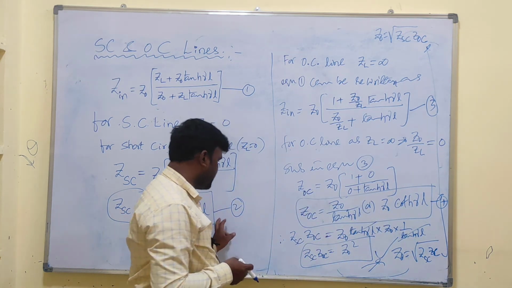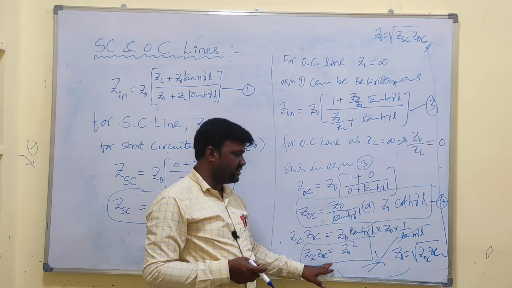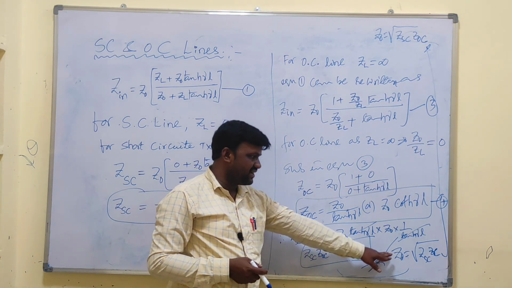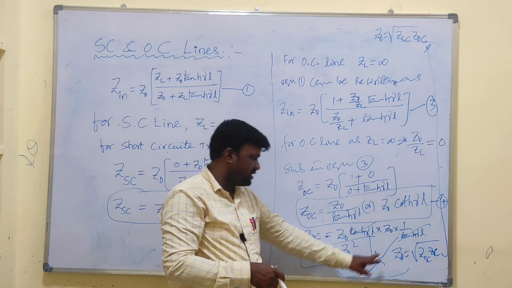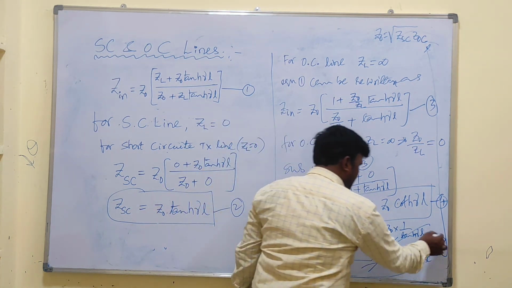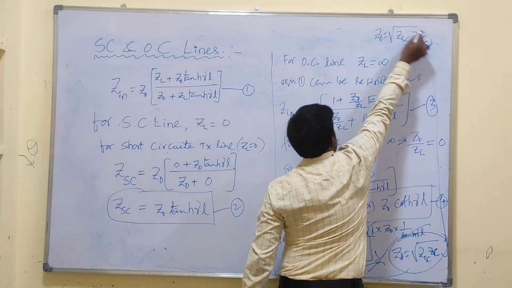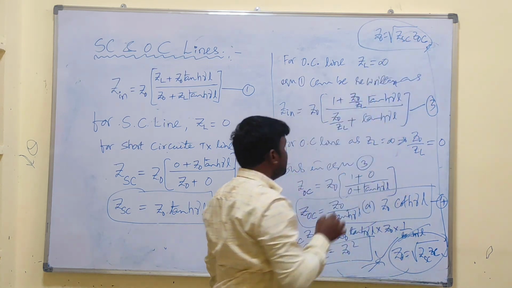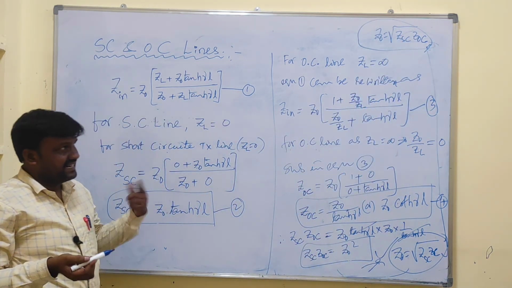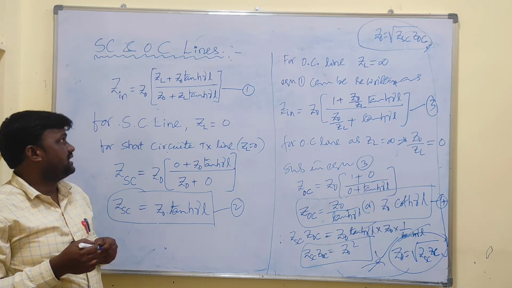By multiplying equation 2 and equation 4, we got ZSC into ZOC equal to Z0 square, or else, by applying the square root on both sides, Z0 equal to under root ZSC into ZOC. So that is the relationship between the characteristic impedance, ZSC and ZOC.